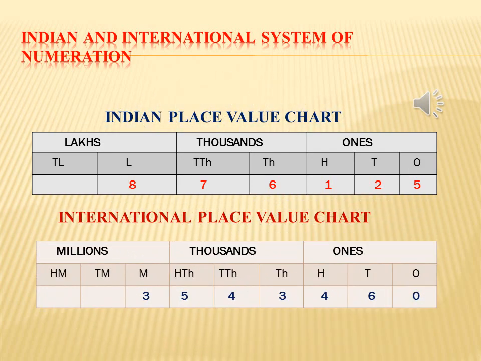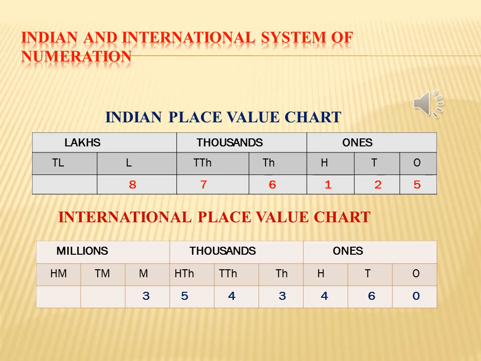Dear children, now let us see what is the difference between our Indian place value chart and International place value chart. We already know how to write Indian place value chart. Quickly recall it, okay? The ones, tens and hundred places come in ones period, 1,000 and 10,000 places come in thousands period, and lakhs and 10 lakhs place come in lakhs period. So this is our Indian place value chart.